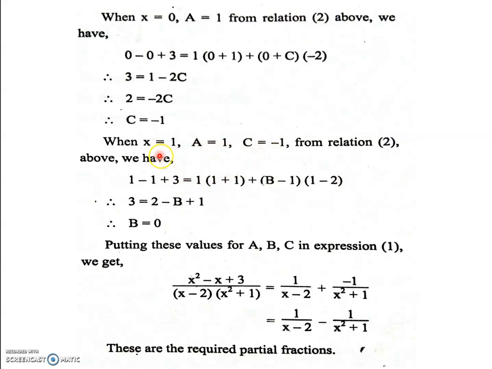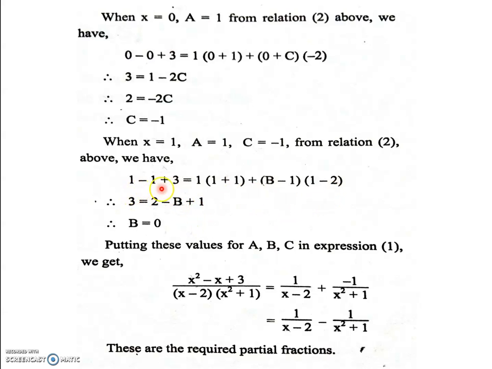Now we have to put x equal to 1, A equal to 1, C equal to minus 1 in equation 2. We derive 1 minus 1 plus 3 is equal to 1 into (1 plus 1) plus B into 1, B minus 1, because we have to consider which value? C. Yes, right. And (1 minus 2), because here x is equal to 1 and C is considered as minus 1. So we have to simplify now.